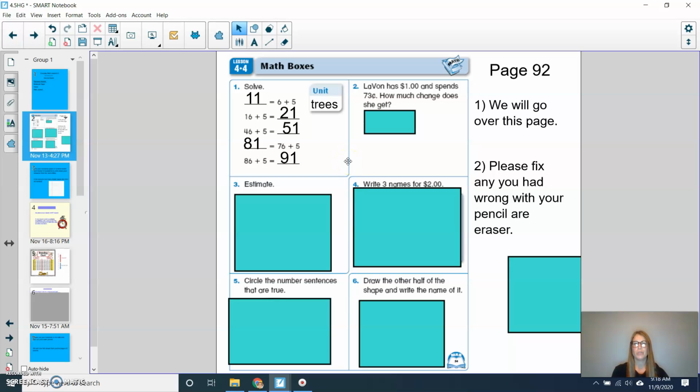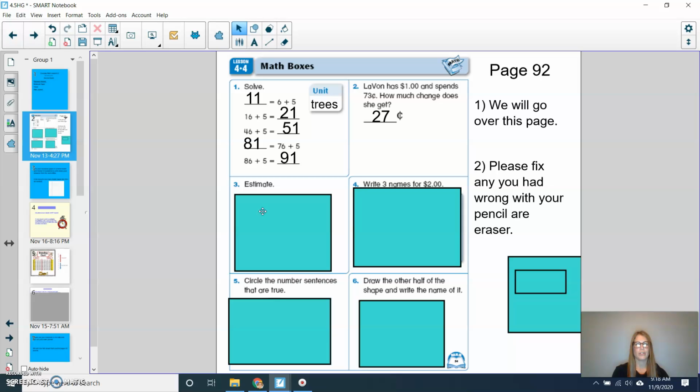For question number 2, Lavon has $1 and spends 73 cents. How much change does she get? So I need to think, how much is it going to take to get from 73 to 100? Well, I know if I add 7, I would get to 80. And from 80, if I add 20, I would get to 100. So 20 plus 7 equals 27 cents.